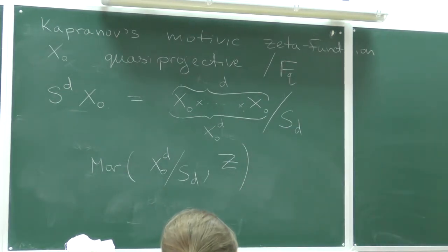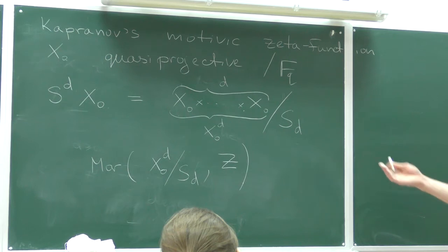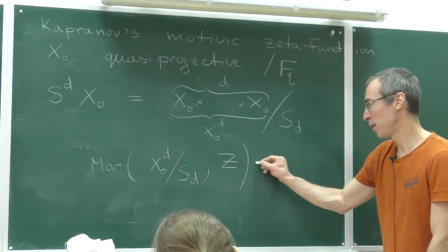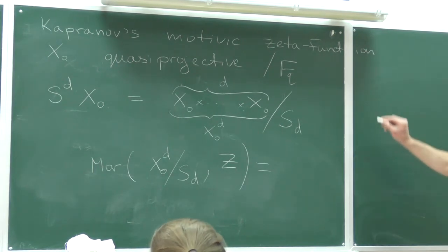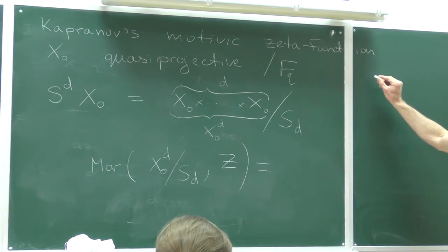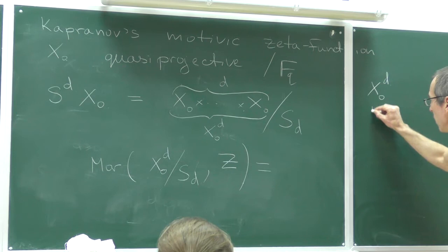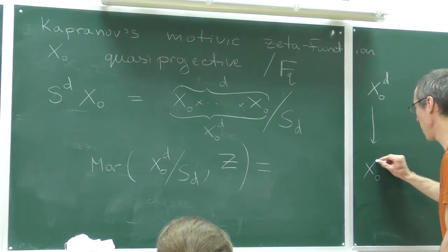So, what are the morphisms? Any guesses here? Who can propose a conjectural answer? What should be the morphism from a quotient of a variety by a group? Very good. Let's see. It's visible. So I have my X0 to the dth power. And if I take the quotient, presumably I should have a map like this.